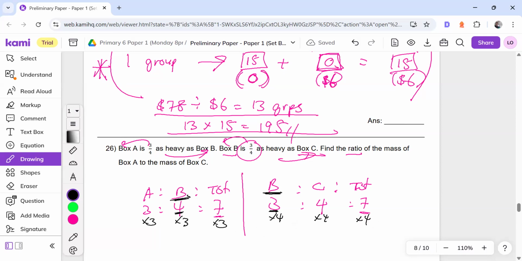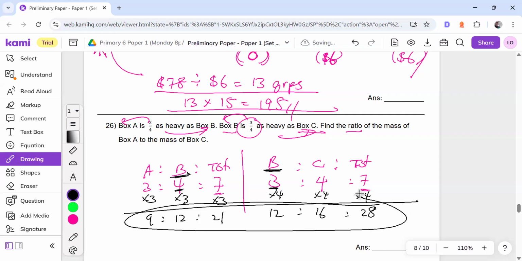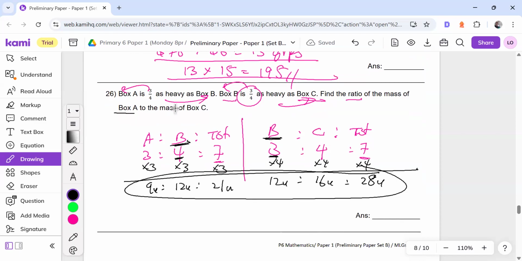And then what do you get? Then you will get 9 is to 12 is to 21. Then 12 is to 16 is to 28. Now, what happened to this ratio? You have one big ratio already. And you can call them all units if you like. They are all units. All right, so what's the ratio of box A to box C? Then you look at box A and you look at box C. Isn't that 9 is to 16?